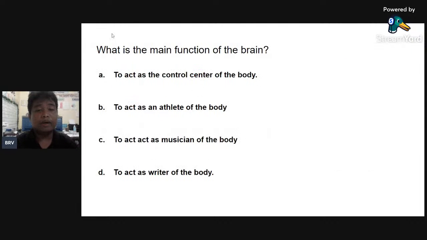What is the main function of the brain? So what is the main function of our brain, in the choices? The main function of our brain is to act as the control center of the body. That's the main function of our brain.